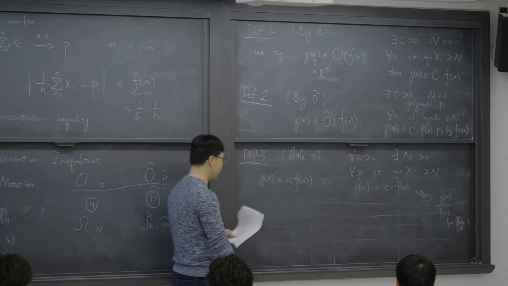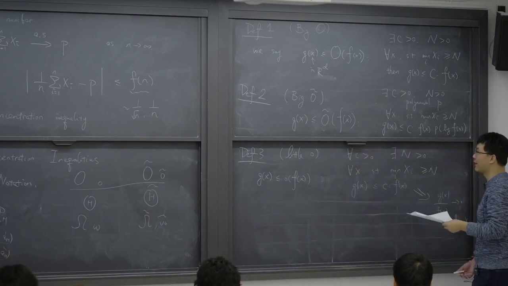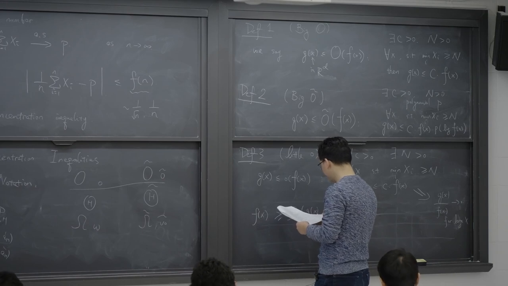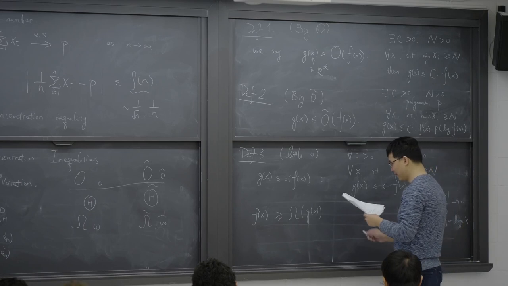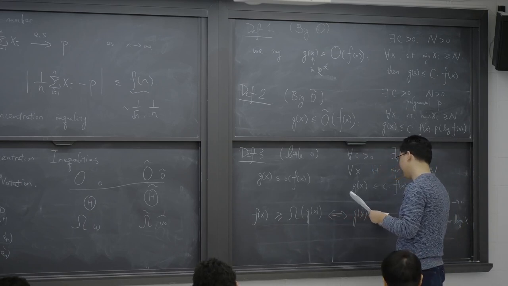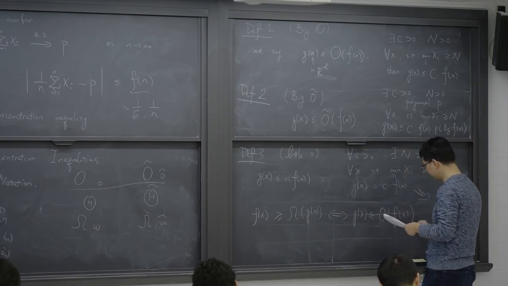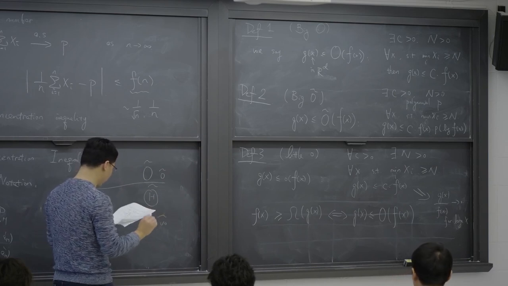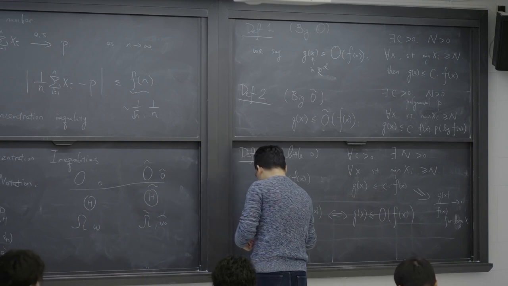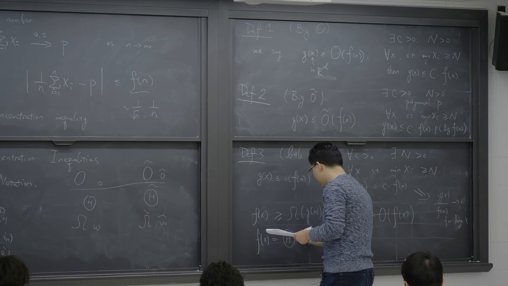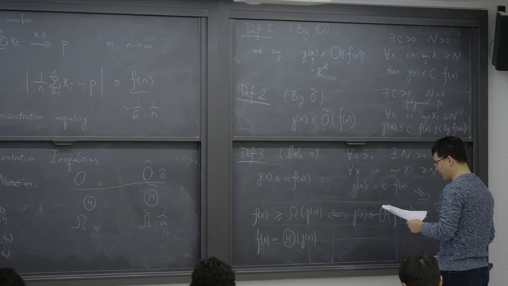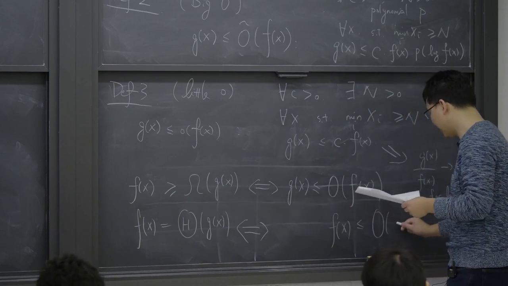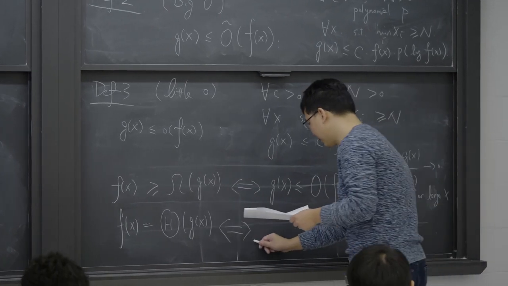So we have introduced the first set of notation. The remaining set we can define using the capital O or little o. So we say f(x) is greater or equal to omega of g(x). This is essentially large up to some constant. This is equivalent to g(x) being smaller than big O of f(x). So big O is like less or equal up to some constant, and big omega is like greater or equal up to some constant. And finally, we say f(x) is equal to theta of g(x) if they are basically equal up to some constant factor. So this is equivalent to saying f(x) is not only less than big O of g(x), but also greater than big omega of g(x).